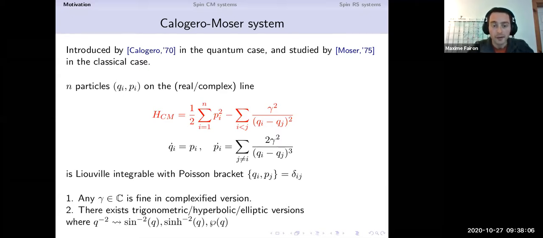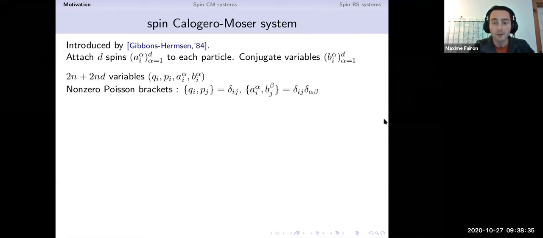And what is really nice is also that you have several versions of this system. So I will only be talking about generalization of this rational system today, but obviously there are some trigonometric, hyperbolic, or elliptic versions of it where you change this potential. And they may also have some generalizations, but maybe not as many as what I want to explain in the rational case. Okay, so one kind of generalization that we can obtain is to add spins to this system.